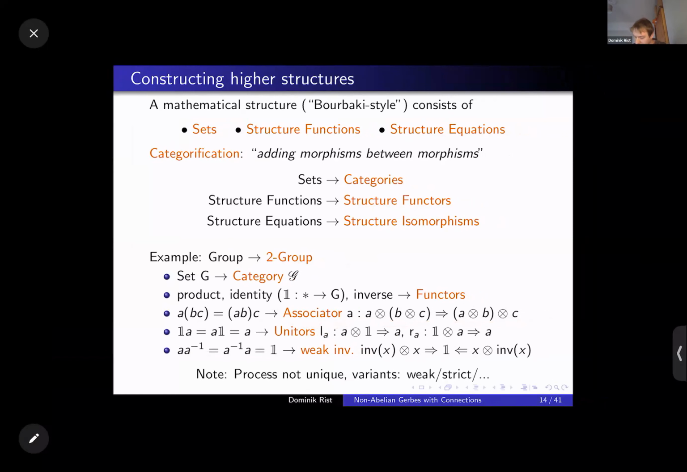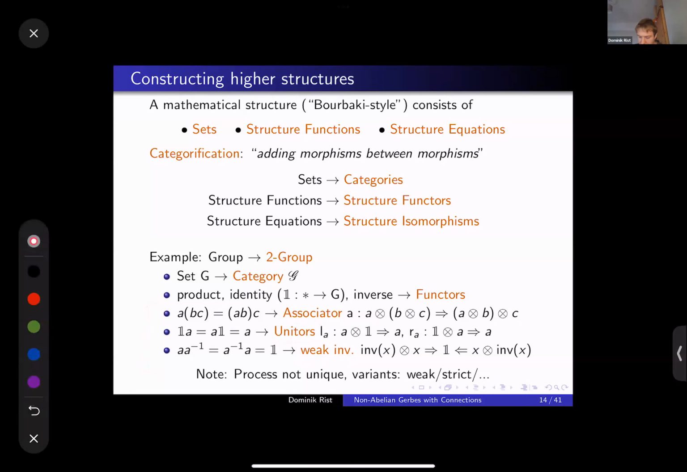Okay, so you see that a 2 group contains somehow more information, of course, than an ordinary group. But the point is that there are various variants of 2 groups. What I gave you here is the weakest possible one. If I take the associator to be trivial, the unitor to be trivial, and also the inverse to be trivial, that means everything holds on the nose as an equation, I get the strictest possible 2 group.